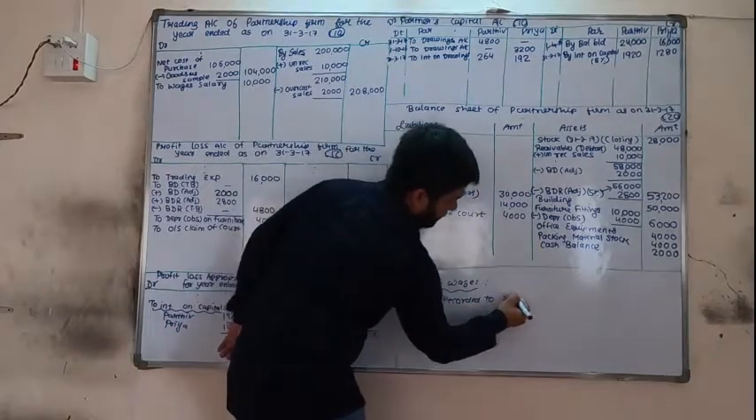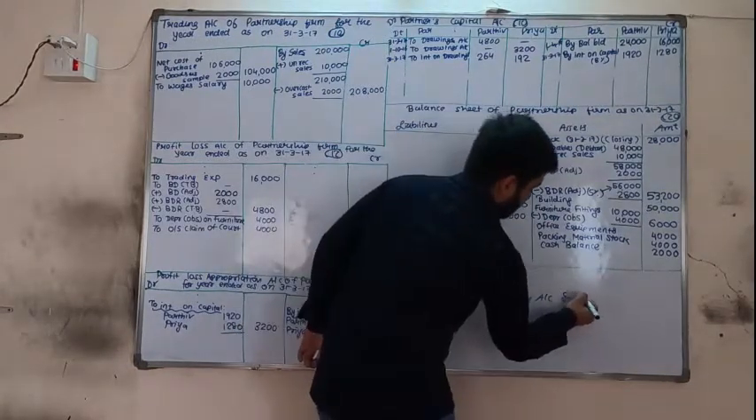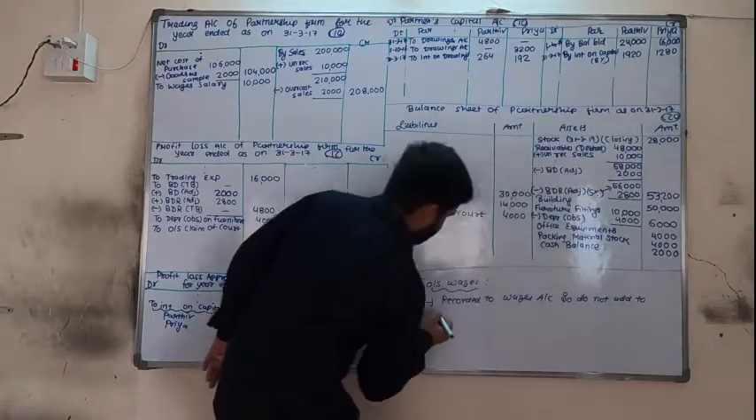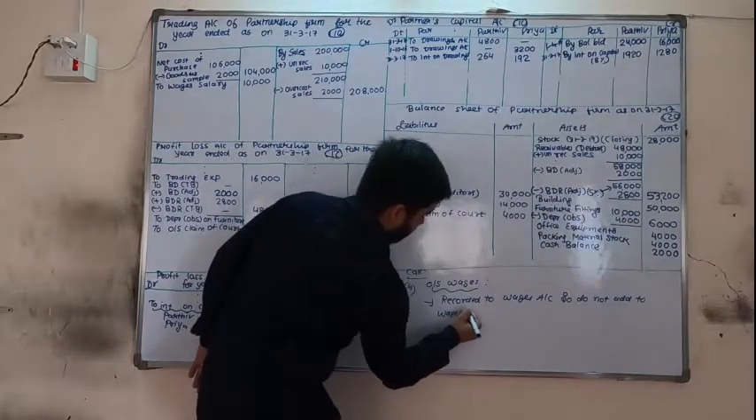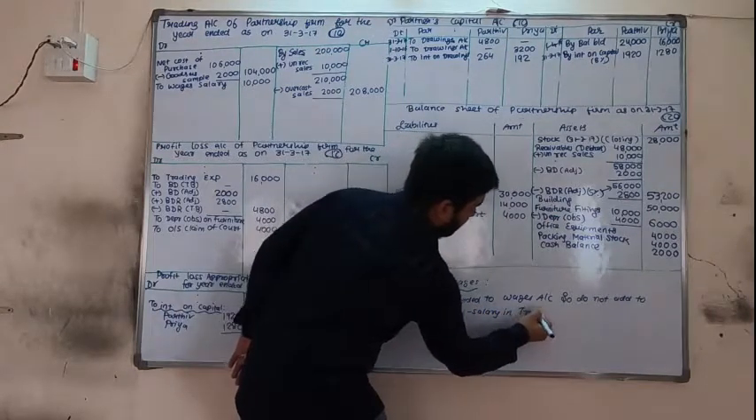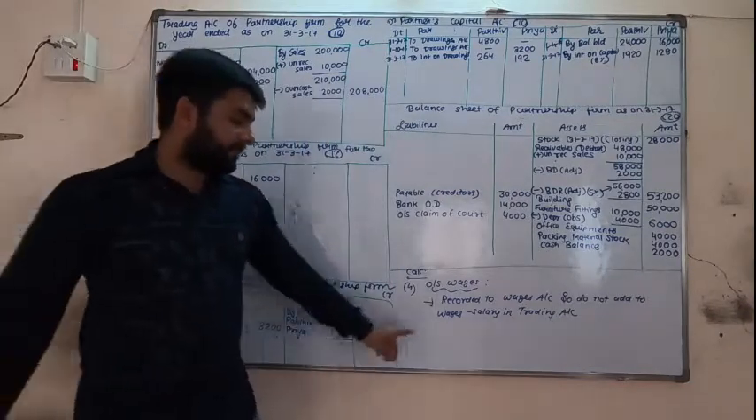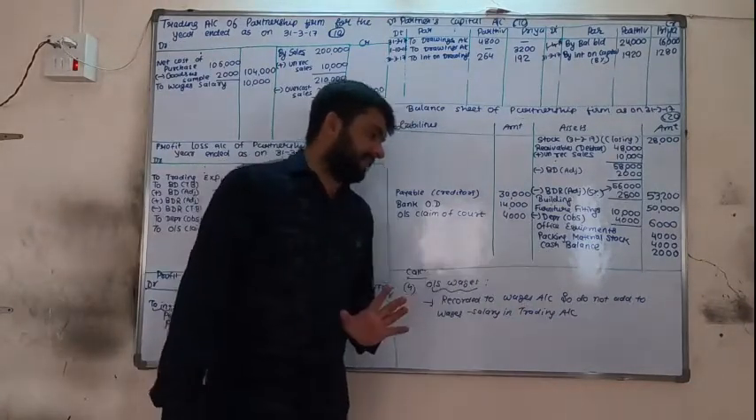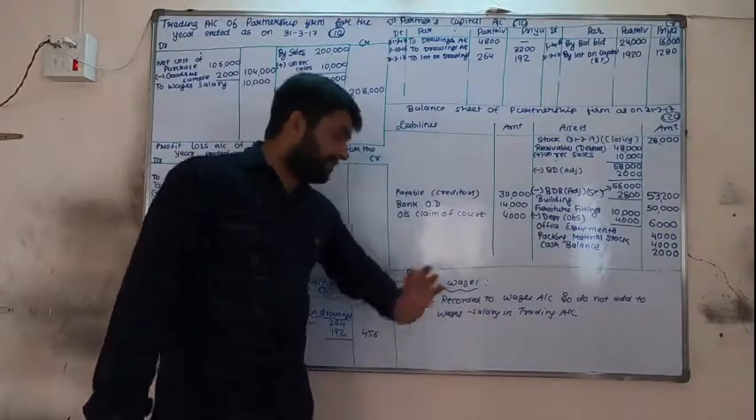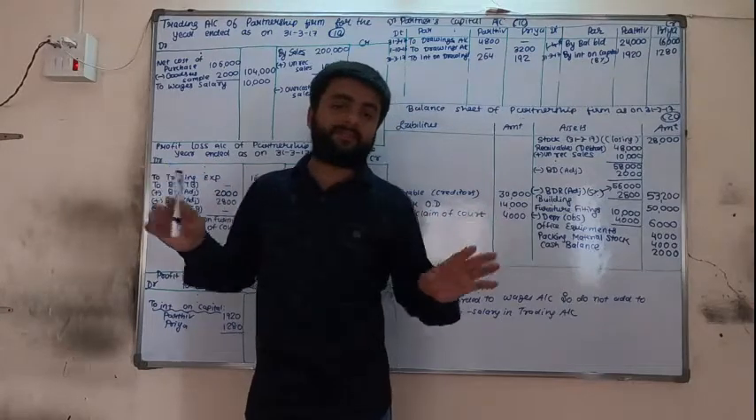Recorded to wages account, so do not add to wages salary in trading account. What have I written? Recorded to wages account. In the book they are telling recorded to wages account. So do not add to wages salary in trading account. See, I am not adding this wages salary.